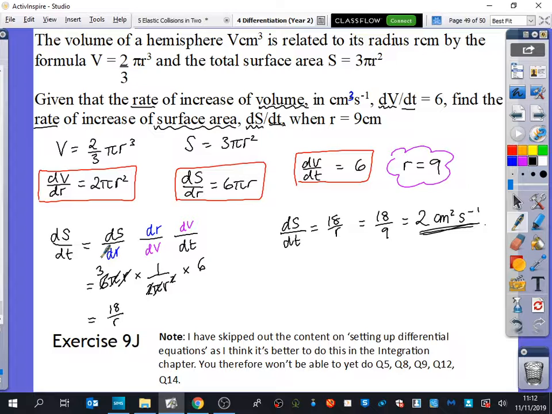So if you do come across in exercise 9J a few questions and you're like, I'm sure Mr. Bison hasn't told us how to do this bit, you definitely will know how to do that by the time that you've progressed in things with integration as well. So I'm going to pause that there.